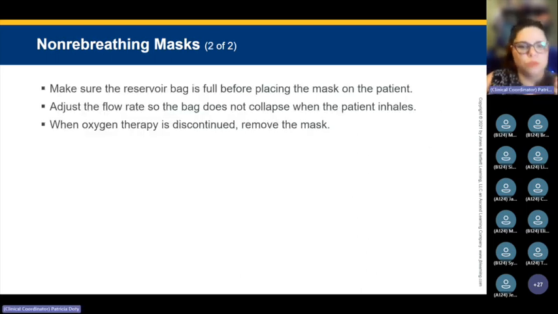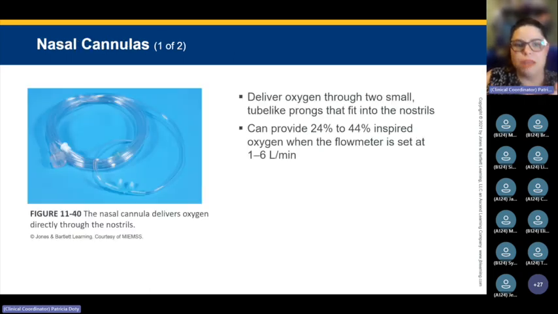Make sure the reservoir bag is full, because if not, they're not getting any oxygen. So you're effectively taking away all their air. Adjust the flow rate so that the bag doesn't collapse. These are going to be between 10 and 15 liters of oxygen. And when oxygen therapy is discontinued, just remove that mask.